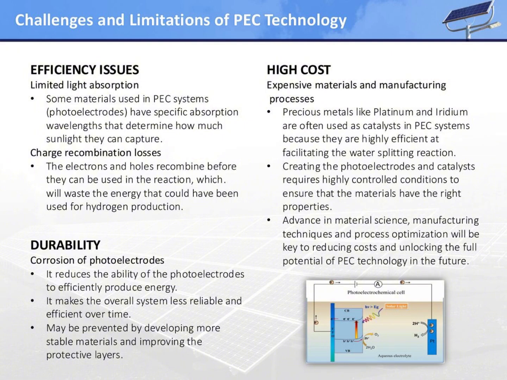Precious metals like platinum and iridium are often used as catalysts in PEC systems because they are highly efficient in facilitating the water splitting reaction. Treating the photoelectrodes and catalysts requires highly controlled conditions to ensure that the material has the right properties. However, advances in material science, manufacturing techniques, and process optimization will be the key to reducing costs and unlocking the full potential of PEC technology in the future.